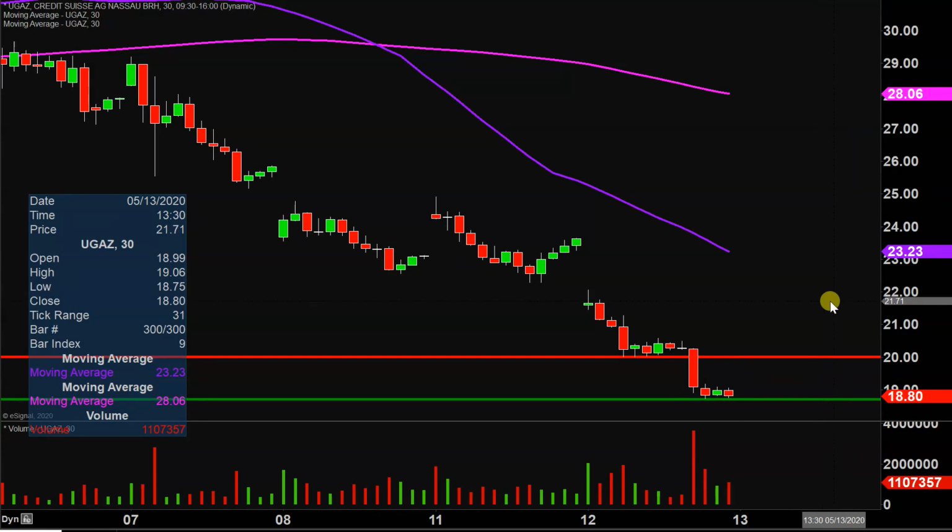But the big dynamic here that really catches my interest is, like I said, if the price can bounce, can it get up above that $20 mark? A lot of people are going to be watching that area. So let's see how this one plays out on Wednesday.